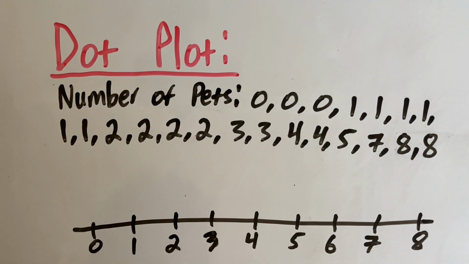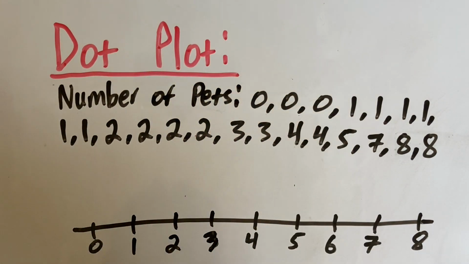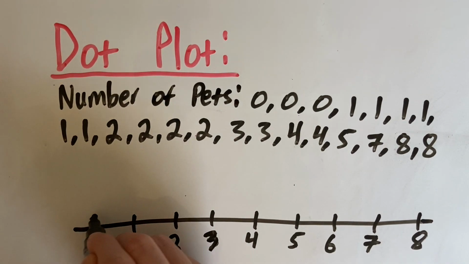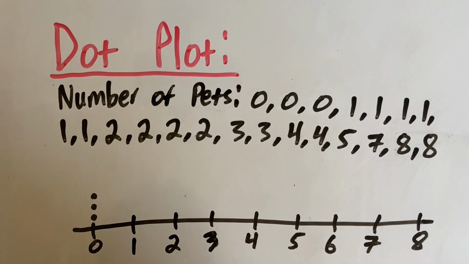So once we have that, it's time to put our dots on. The dot plot is called a dot plot because we use dots to represent how many of each category there are. So for 0 pets, we have 3 zeros. That means 3 people have 0 pets. So we're going to put 3 dots on our graph to represent 3 people. So just 1, 2, 3 like that.